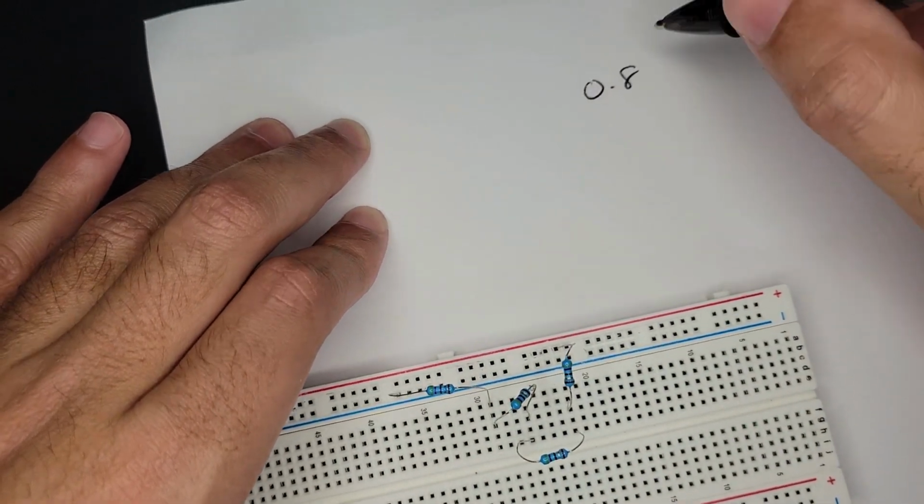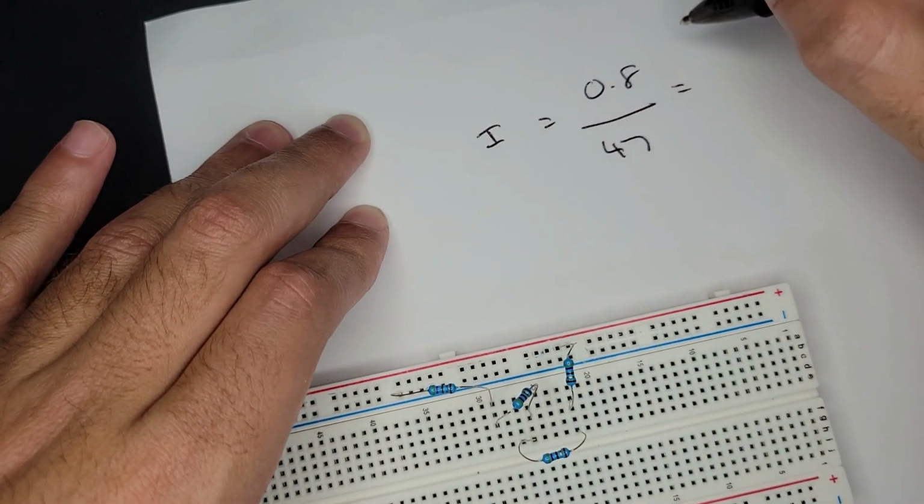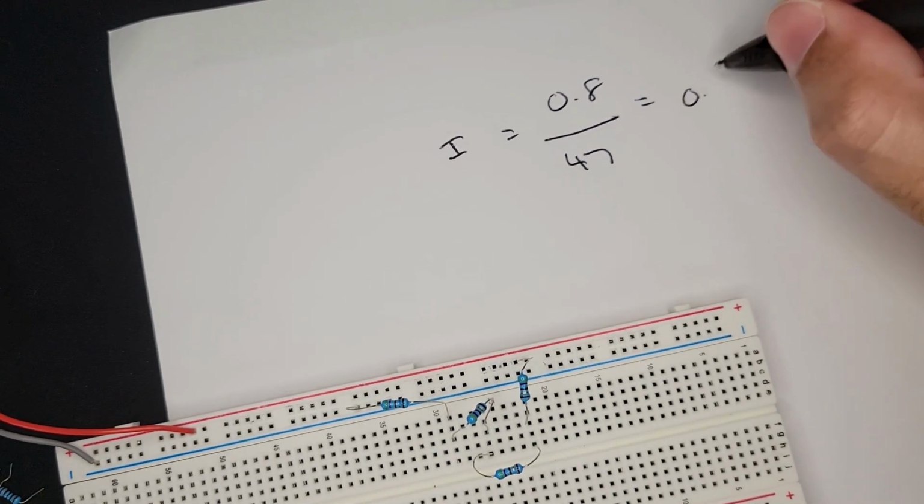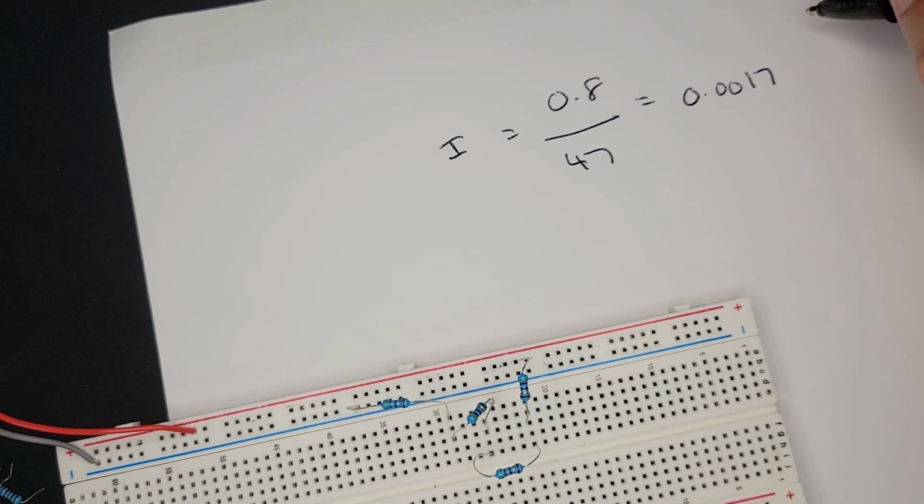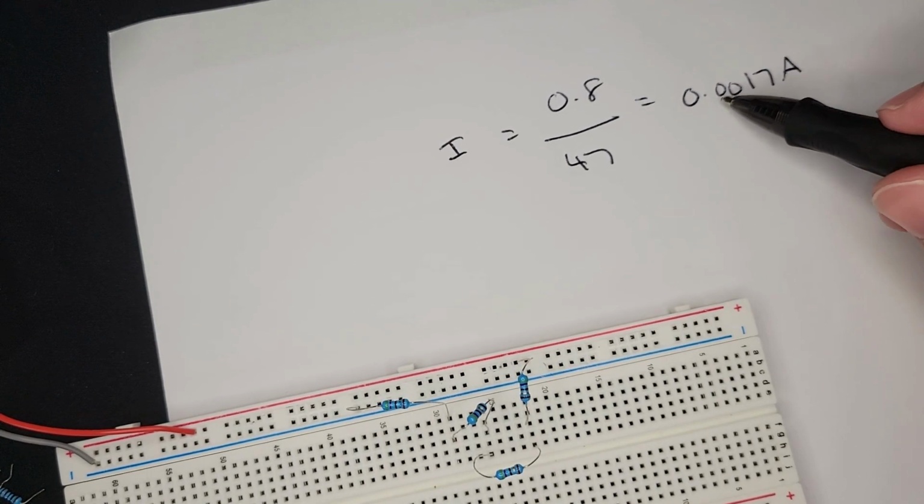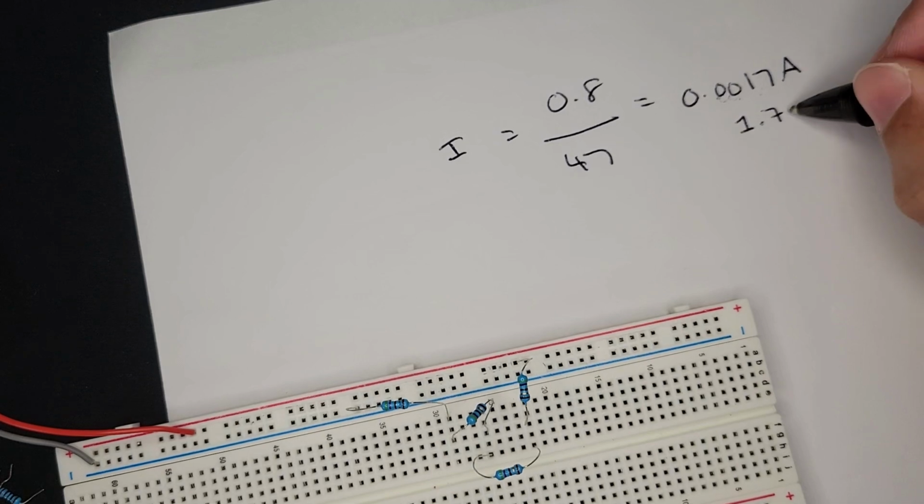0.8 volts over 47. And we're trying to get the current, right? So our current is equal to that. So we have 0.8 divided by 47, and we get 0.0017. So if we multiply this by 1,000, because this is amps, we get 7 milliamps.